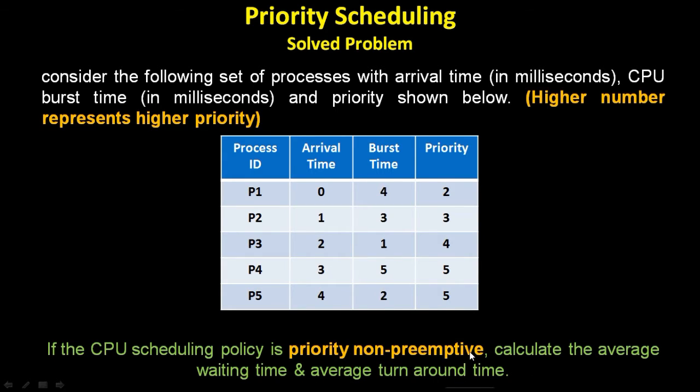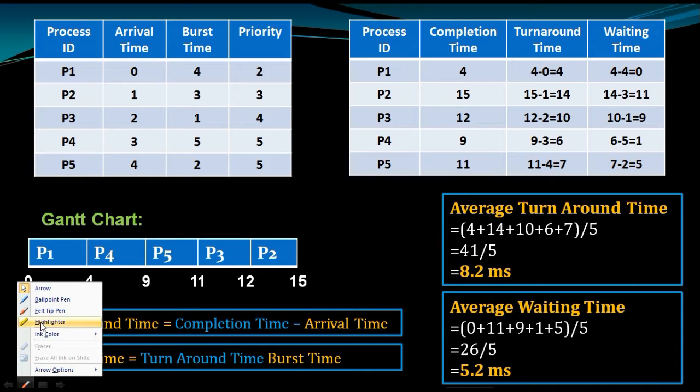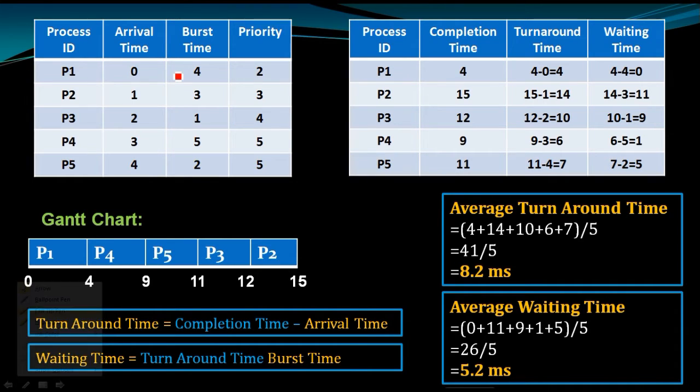Now let us prepare the Gantt chart. So while preparing the Gantt chart, we have to first see the arrival time of the process. P1 is arriving at 0 millisecond. So during the preparation of the Gantt chart, the first process allocated to the CPU is P1. Its burst time is 4 milliseconds, so for the entire 4 milliseconds it executes, right?